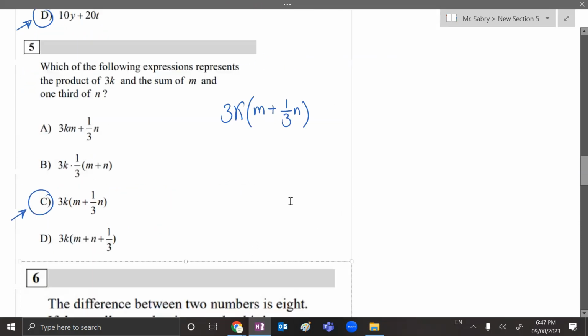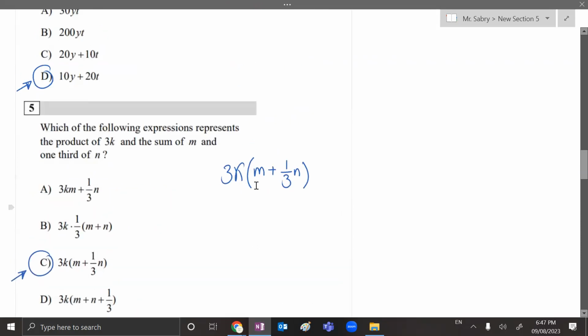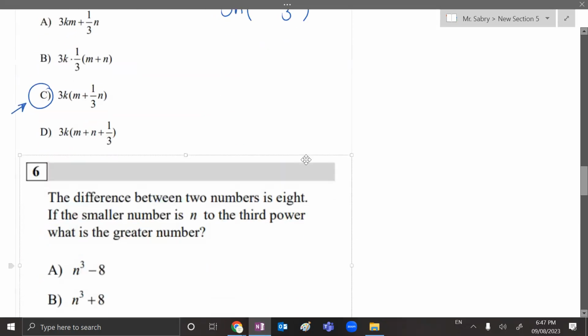Now we're writing just part of it, it's called an expression. Now the next thing we'll start writing an equal sign or number and we start solving.